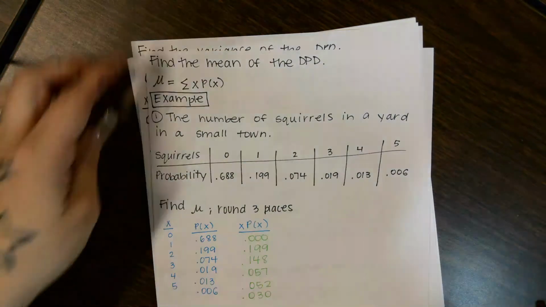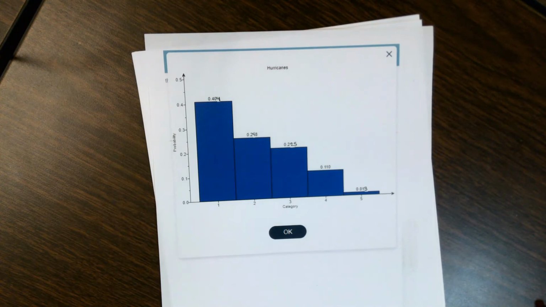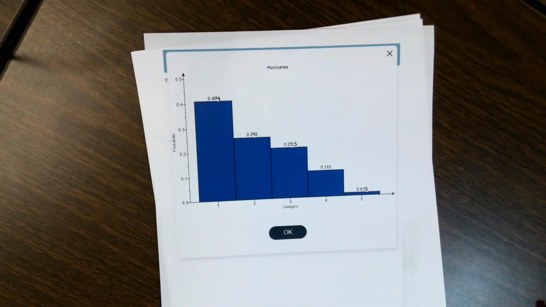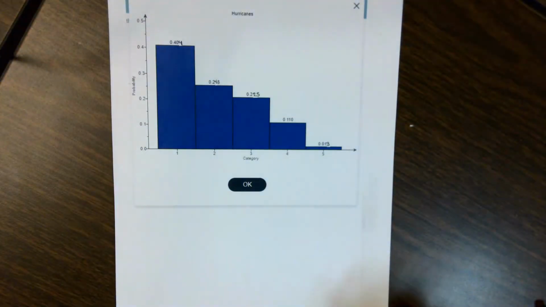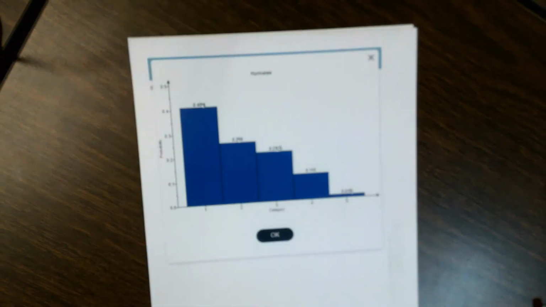And then the last two problems, they don't look the same. It says use the histogram to give me the mean and the variance and the standard deviation, okay? But it's actually not any harder. I went ahead and zoomed in real quick to show y'all.